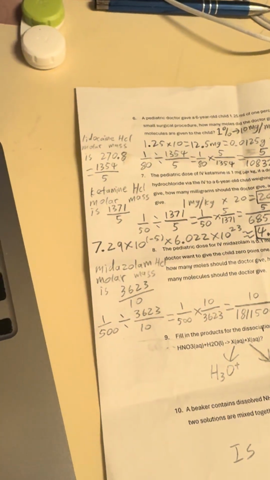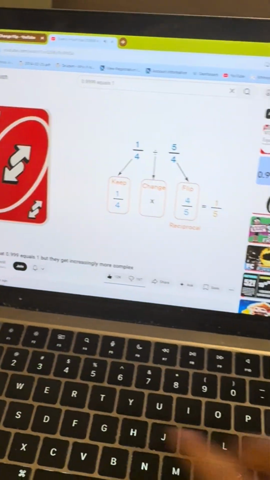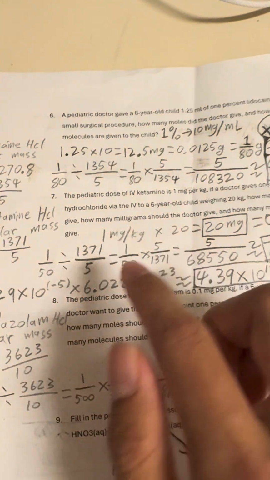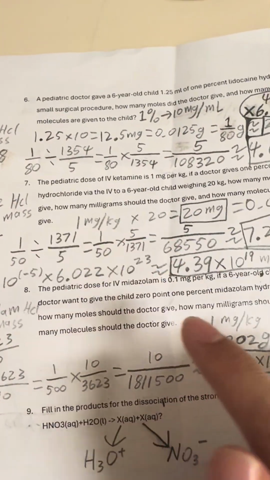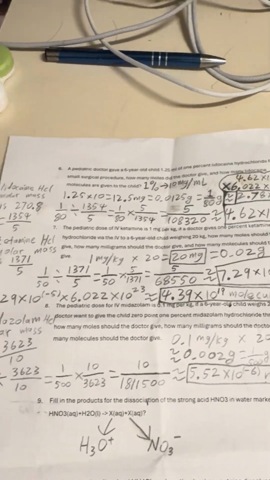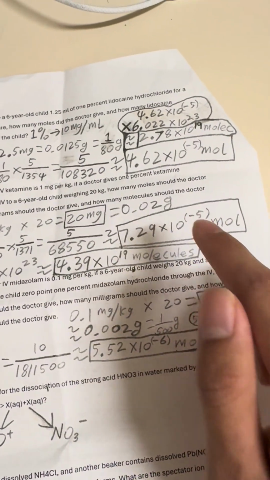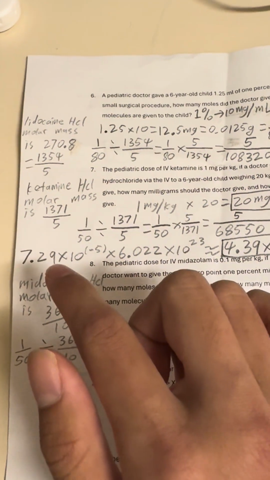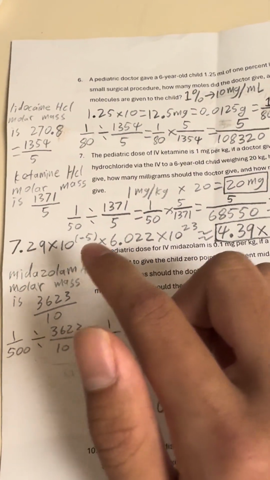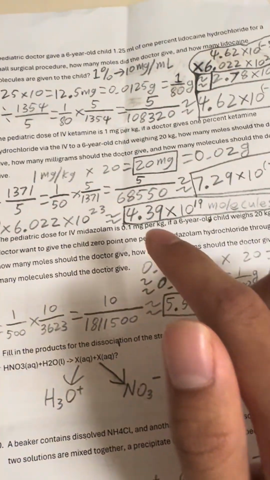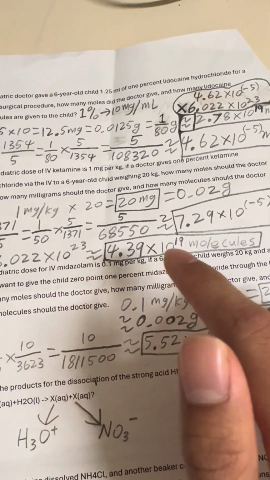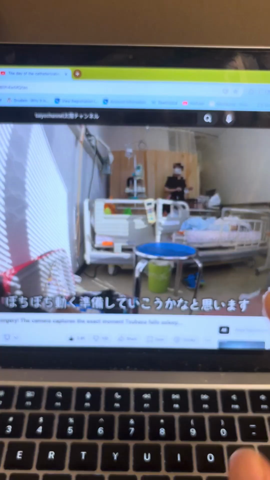And remember, these two work because dividing by a number is the same as multiplying by its reciprocal. So in this video, if they're using ketamine, they will be giving about 7.29 times 10 to the power of negative 5 moles to this child here. And multiplying that by Avogadro's number, we get 7.29 times 10 to the power of negative 5 times Avogadro's number equals 4.39 times 10 to the power of 19 ketamine molecules they're giving to this child here.